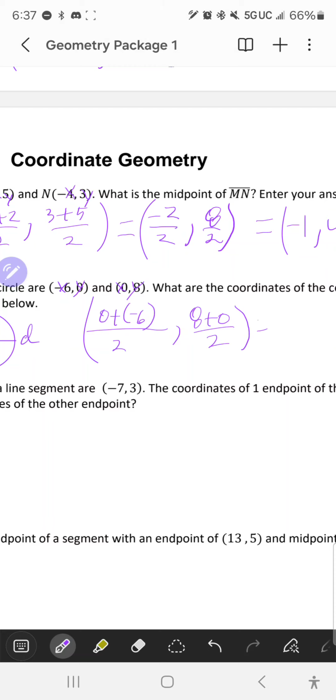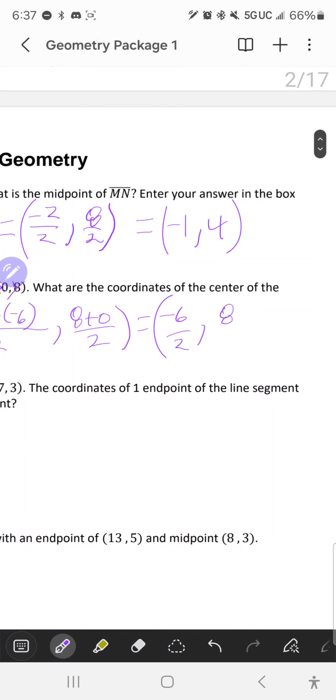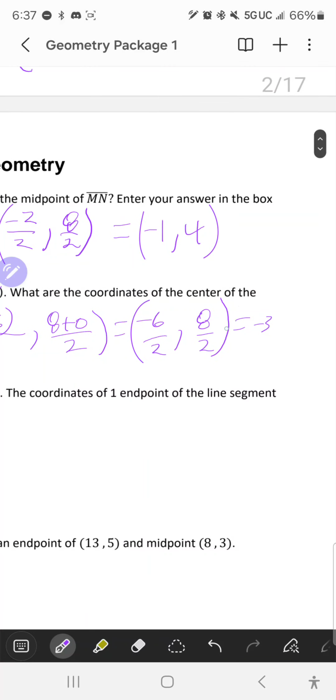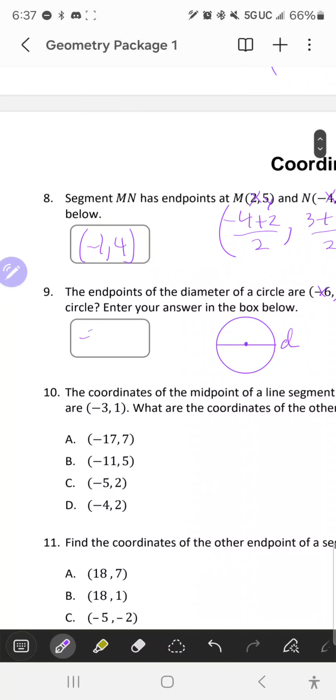Divided by 2, we get -6 divided by 2, comma, 8 divided by 2. -6 divided by 2 is 3, but since there is a negative and a positive, our result must be negative, so the result is -3, and 8 divided by 2 is 4, so it's -3, 4. And this is our answer.